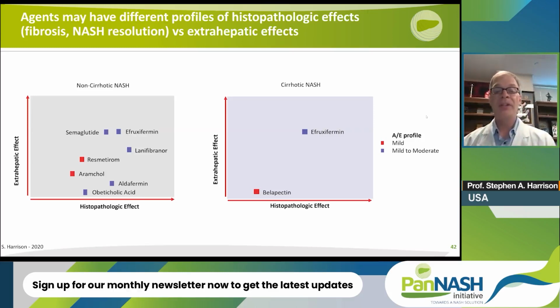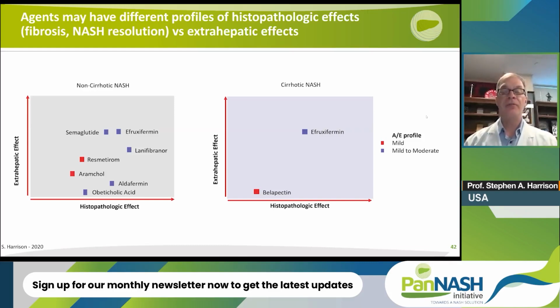Now, I've broken this slide into 2 parts, non-cirrhotic on the left and cirrhotic on the right. And I've color-coded the drugs, red for mild adverse events and blue for mild to moderate adverse events. The ideal drug, in my opinion, would be a drug that's in the upper right-hand corner of this graph for both non-cirrhotic and cirrhotic. Let's start first with non-cirrhotic NASH.